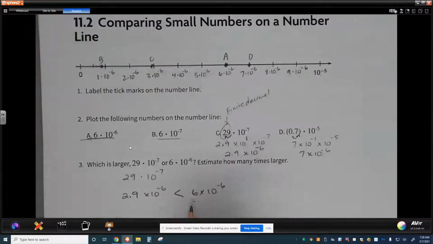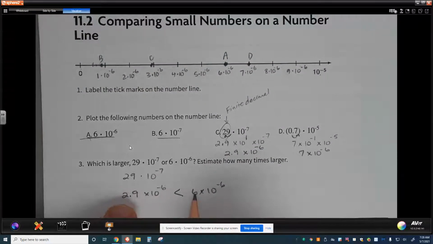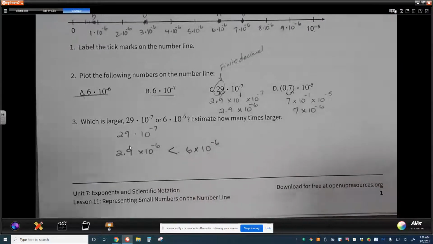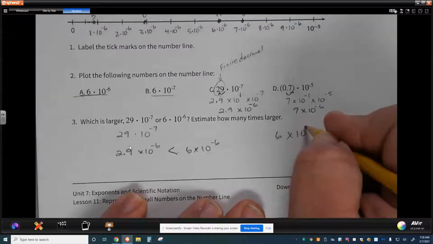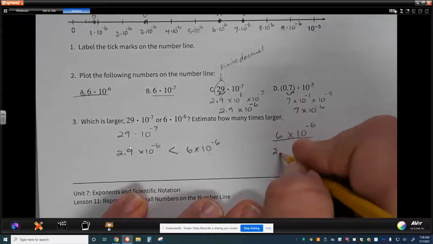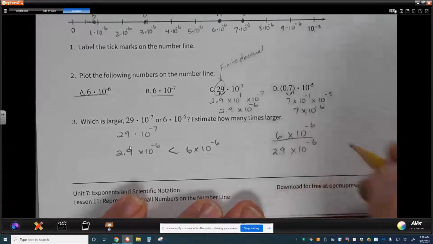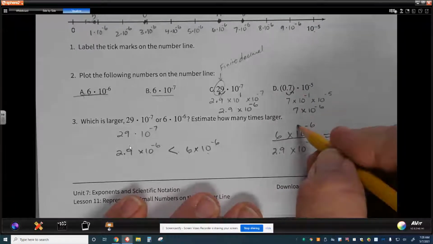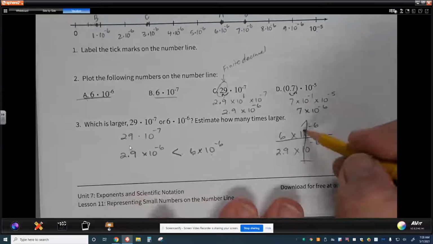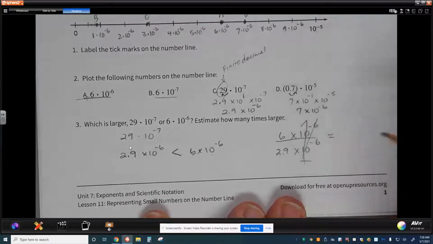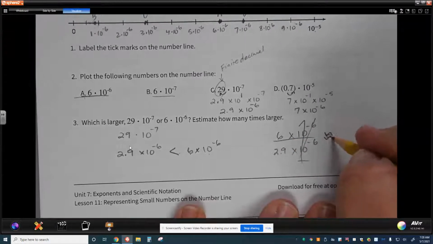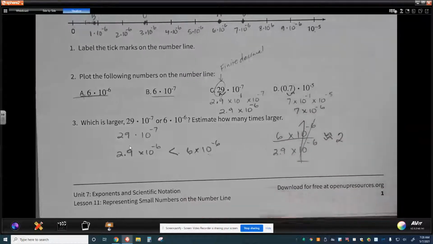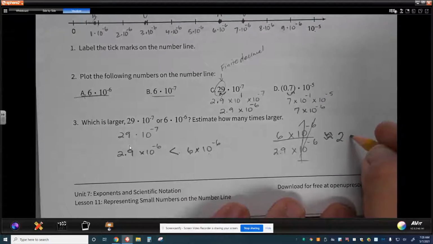And we clearly see that this value of 6, being the finite decimal, being larger when the powers of 10 are exactly the same, is a greater value. So how many times larger? Well, 6 times 10 to the negative 6 power divided by 2 and 9/10 times 10 to the negative 6 power results in these values equaling 1. So I don't have to worry about those. Some might call that cancels out. And 6 divided by 2 and 9/10 is approximately 6 divided by 3. So we're going to call that approximately 2 times larger.